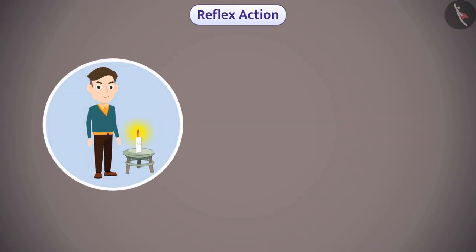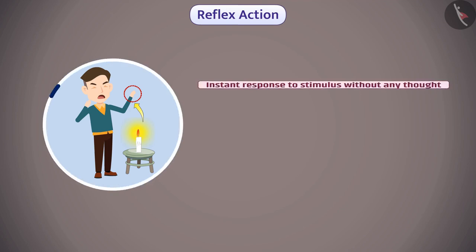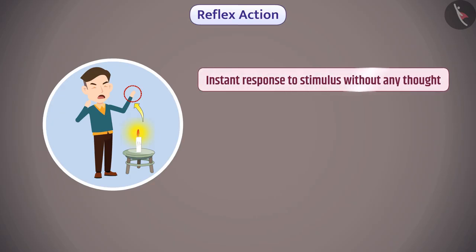Reflex action. You must have felt that if you touch any hot object accidentally, the organ of touch gets pulled back immediately. Such an instant response to a stimulus without any thought is called reflex action. Such actions happen to protect the organ or body.